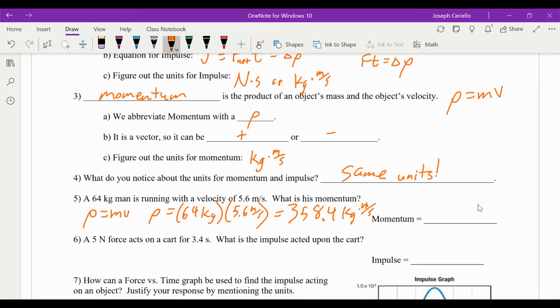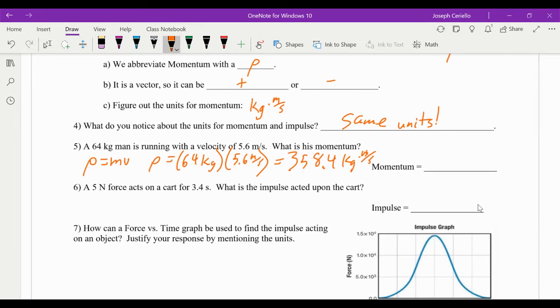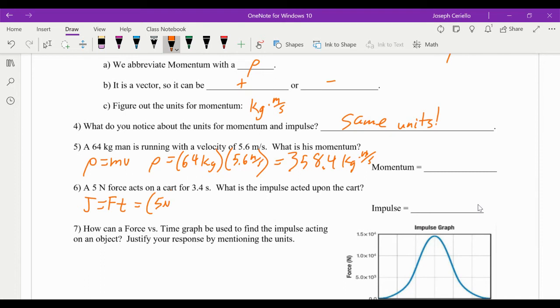All right, now let's find the impulse here. So impulse, we could do change in momentum or force times time. I think force times time is easier here. So J equals force times time. It's equal to 5 newtons times 3.4 seconds. And let's see, that comes out to be, I think, 17 newtons times seconds, or kilograms times meters per second.